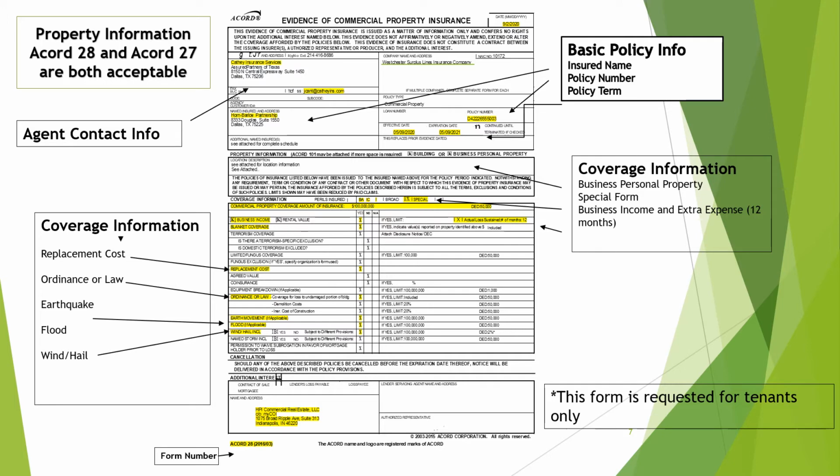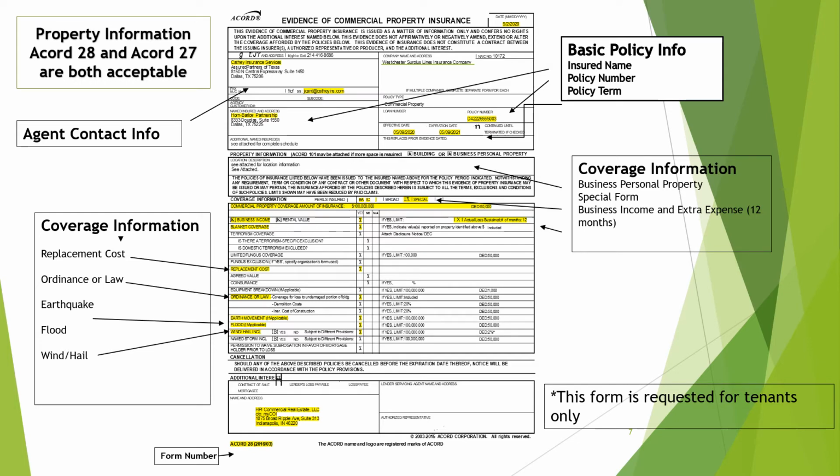The next form that I want to talk about is an evidence of property form, and you see this on both Accord 28 and Accord 27. Both of those are acceptable. I prefer the Accord 27, because I think that captures the information in a better arrangement.